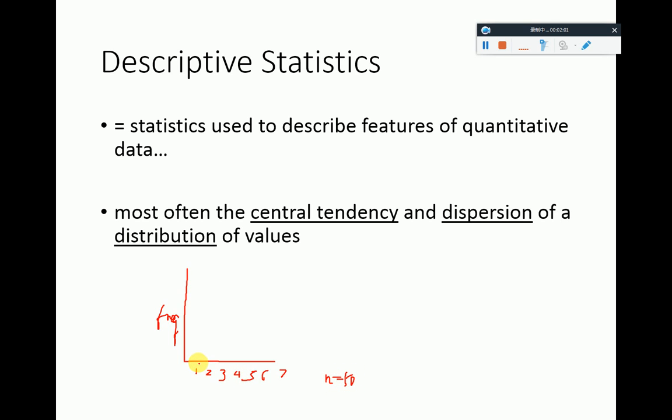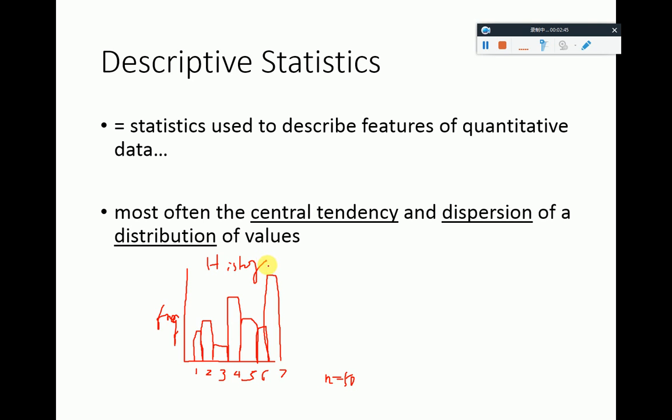How many people scored 1? How many people scored 2? How many people scored 3, 4, 5, 6, 7? Okay? So this is what we call a histogram, right? A histogram.